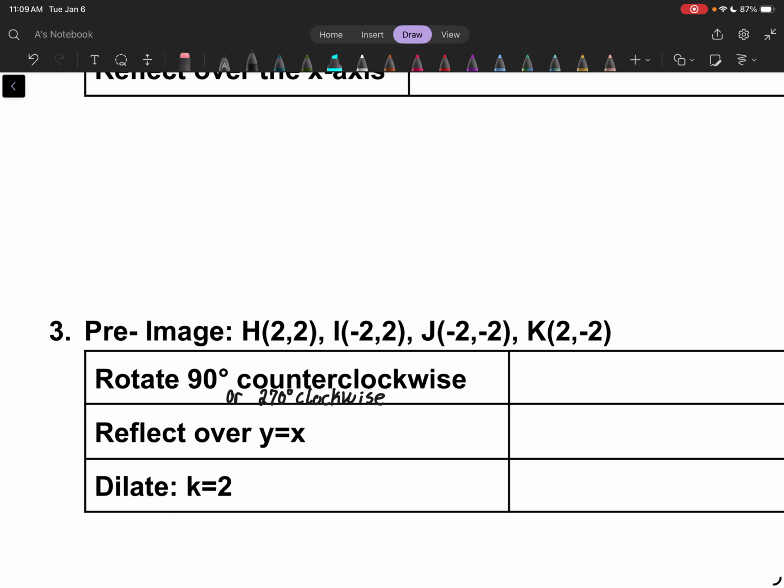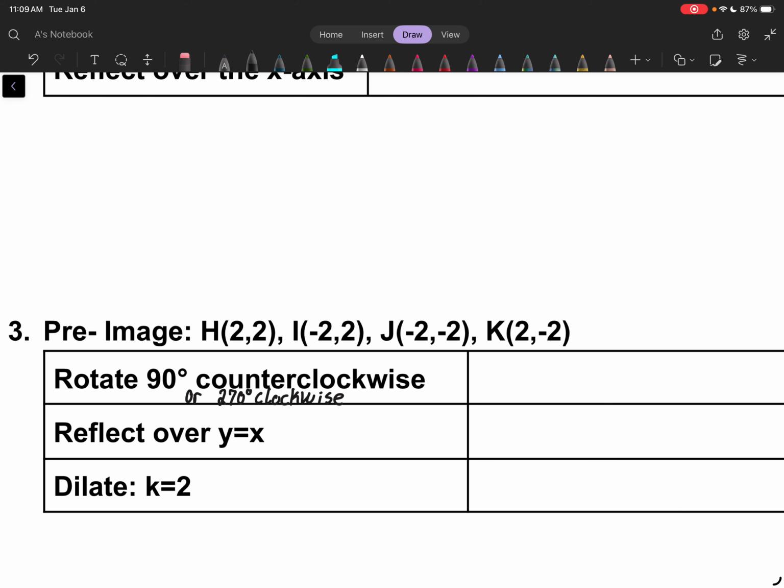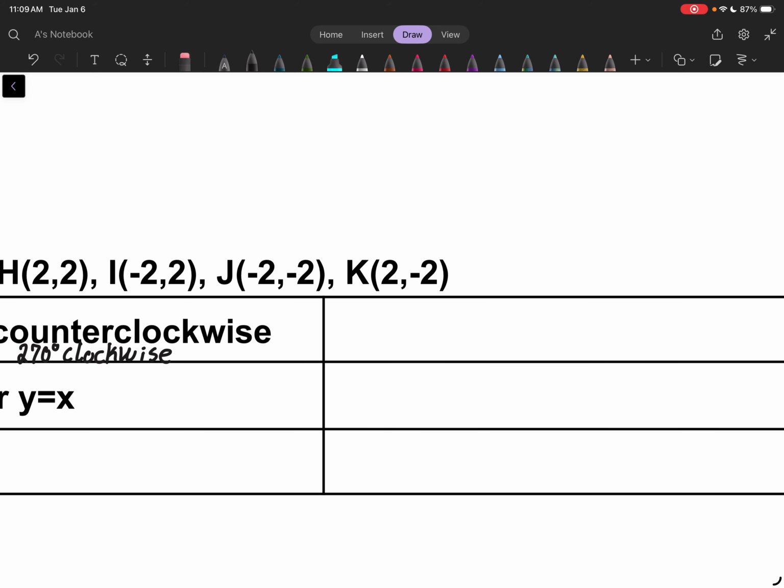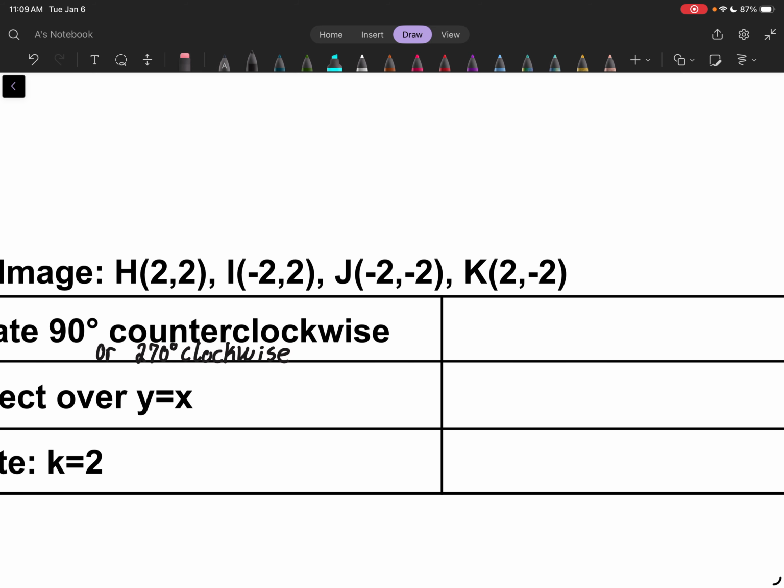All right, for this, what appears to be a rectangular square, it says rotate 90 degrees counterclockwise. Now, I do have added in, this is the same thing as if it would have said 270 degrees clockwise. Make sure you know how to go in between both of those. Either way, our rule for 90 degrees counterclockwise is first to flip the X and the Y.